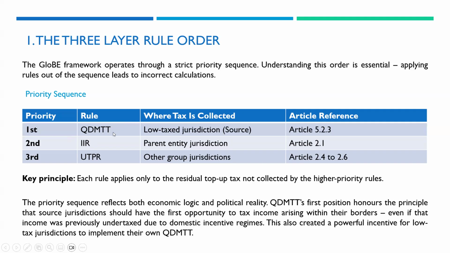Now, UAE only has a QDMTT. It does not have a qualified IIR status, neither does it have a qualified UTPR status. So the only thing with respect to Pillar 2 that would apply to UAE is QDMTT.